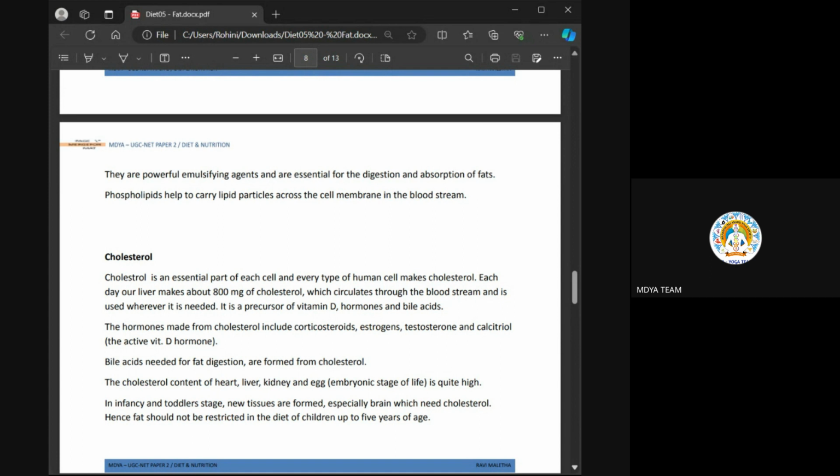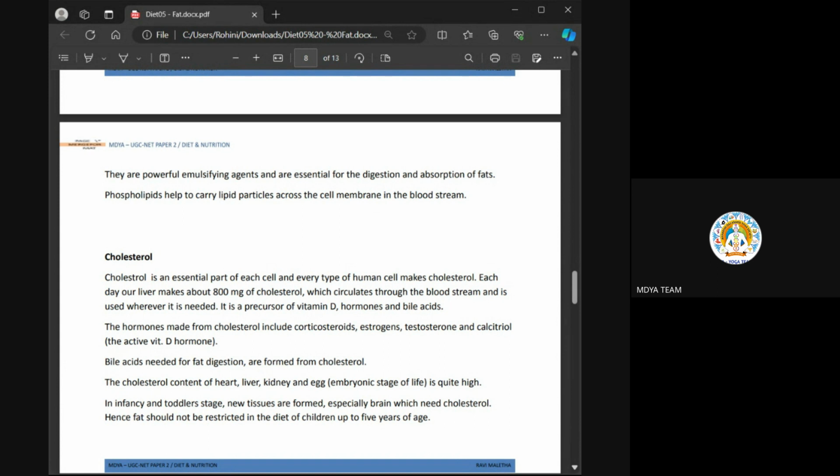Then the bile acids, actually, are obtained from the hydrolysis of the human bile, and it is secreted into the small intestine. Bile emulsifies the lipids and aids in digestion. So the bile acids needed for fat digestion are formed from the cholesterol also. The liver makes the cholesterol, and the liver also makes bile. This bile is needed for the digestion of fat, and that bile is also made from cholesterol.